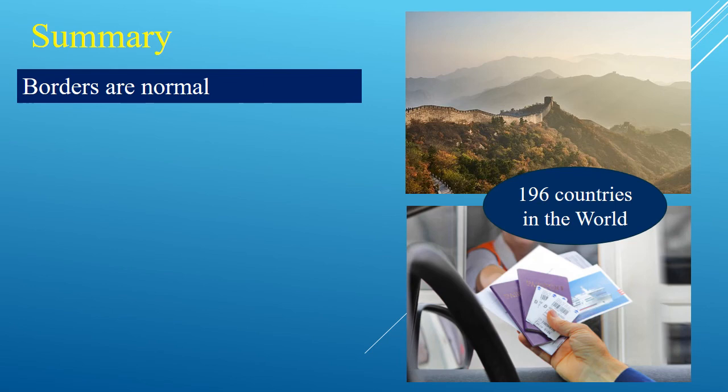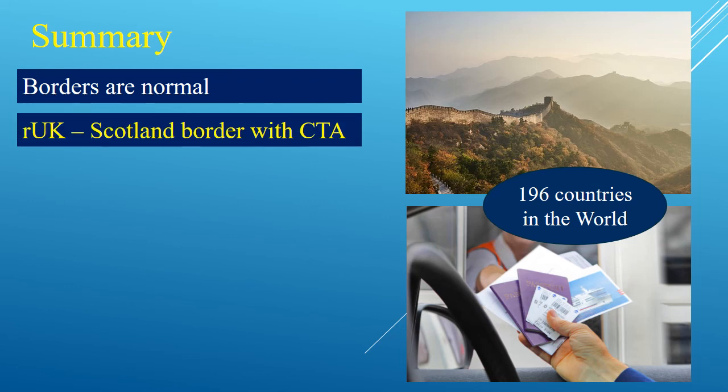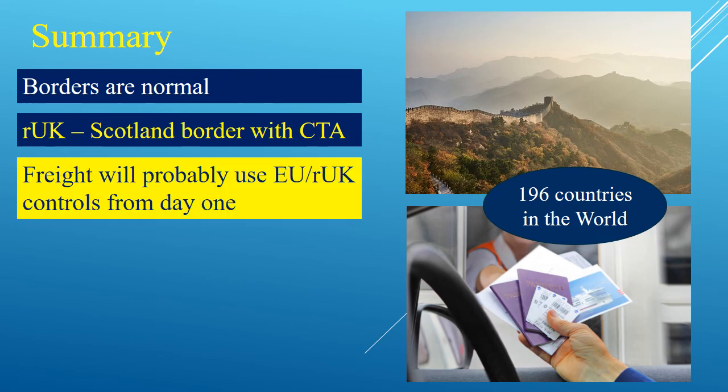Borders are normal. Since countries started defining themselves, they have tried to control their borders. Whether it be the Great Wall of China or somebody going across on the ferry to the continent. The rest of the UK, Scotland's border will be in the CTA. We just need to have electronic passes or something to make smooth flow of people within these islands. There will of course be random searches to look for drug trafficking and misdemeanours.